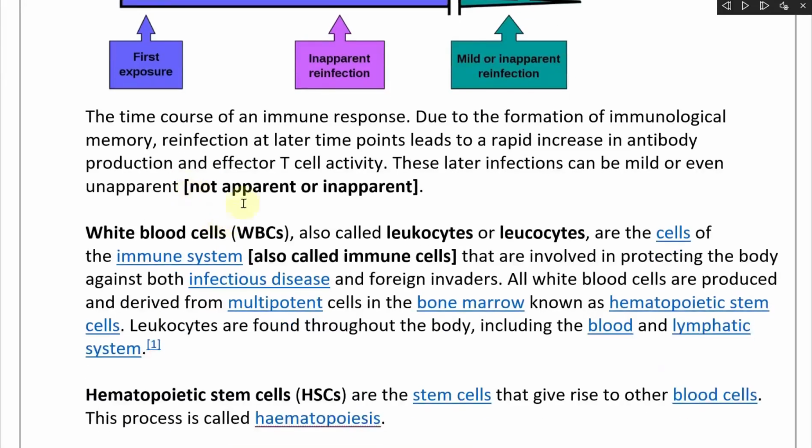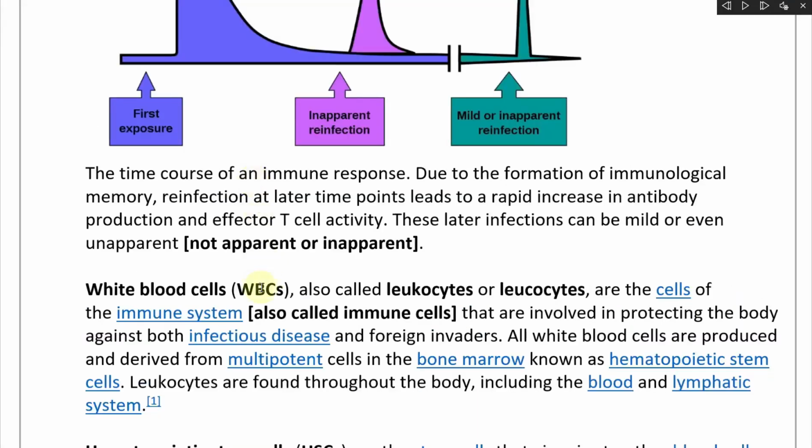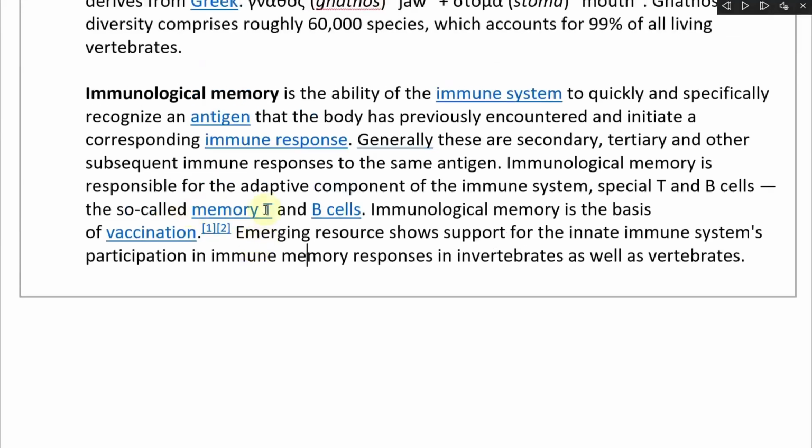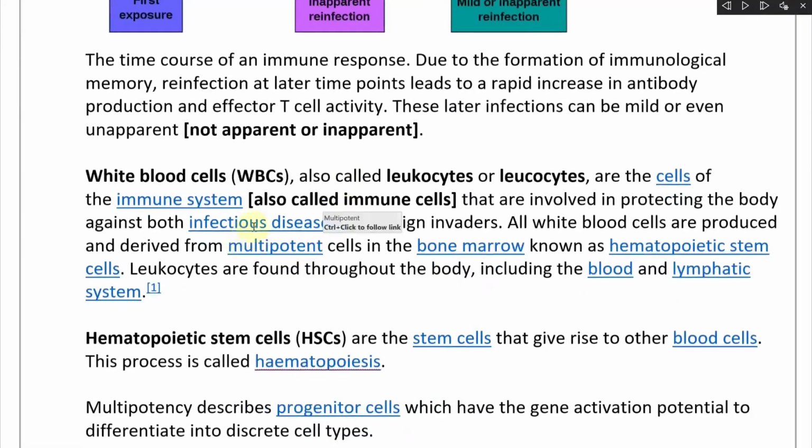Anyways, continue further. So white blood cells, or WBCs, and we're going to get to T cells and B cells. So these are all white blood cells. So memory T and B cells, we'll get to those in a bit. But first we need to go over white blood cells. White blood cells, WBCs, are also called leukocytes. See the pronunciation? Leukocytes. Yeah, leukocytes, or here, this spelling with a C, leukocyte. Leukocytes are the cells of the immune system, also called immune cells, that are involved in protecting the body against both infectious disease and foreign invaders.